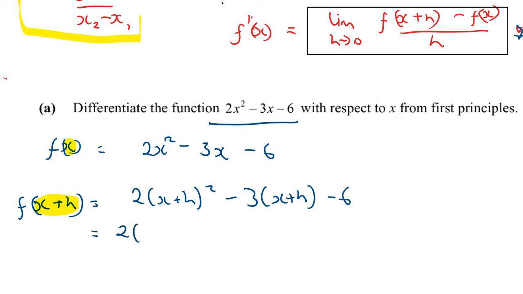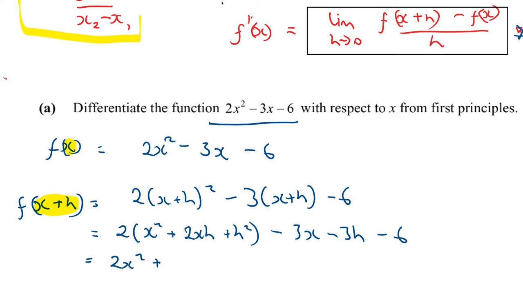That's going to be 2 outside of x squared plus 2xh plus h squared. Remember, when we're expanding a squared term, it's going to be the first by itself plus twice first by the second plus the second by itself, minus 3x minus 3h minus 6. And just to expand this out, 2x squared plus 4xh plus 2h squared minus 3x minus 3h minus 6. Okay, so there's quite a lot of terms there, but that is what f of x plus h expanded out is equal to.